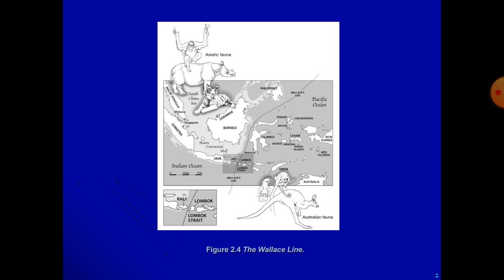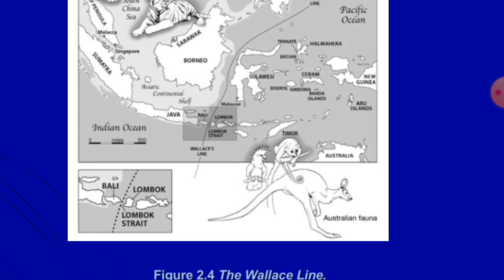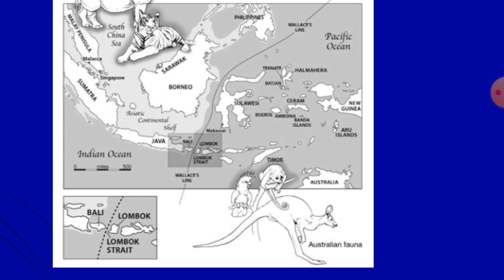And this is the Wallace line. As you can see, it is a formal boundary line drawn in 1859 by the British naturalist Alfred Russel Wallace that separates the biogeographical realms of Asia and Wallacea. It is a transitional zone between Asia and Australia.